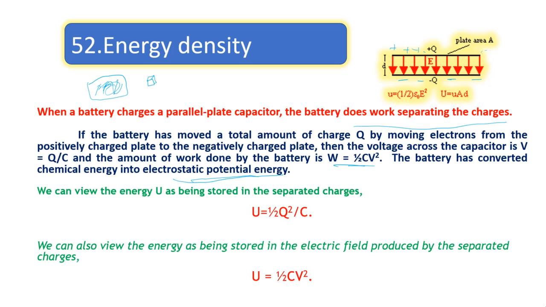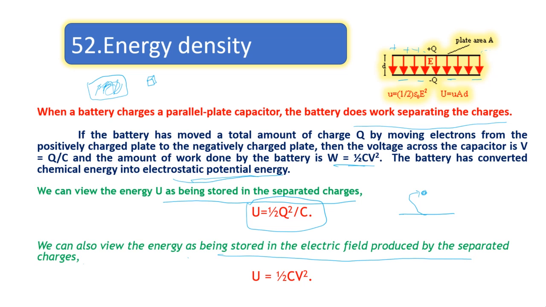We can view the energy as being stored in the separated charges. For example, whenever you take an object in the field of gravitation and lift it, you store the energy in the object as potential energy. Similarly, it may happen that here energy may be stored in the separated charges. Then U = half Q square by C. We can also view the energy as being stored in the electric field produced by the separated charges.